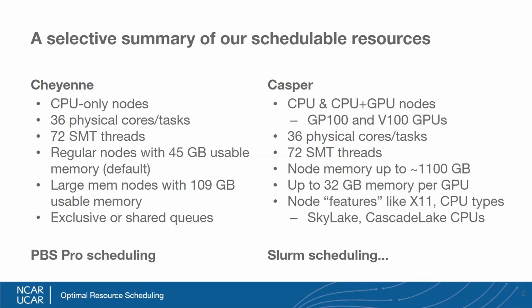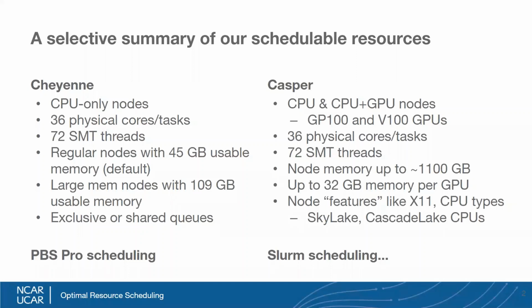In terms of the CPUs, again, 36 physical cores, with 72 simultaneous multi-threads, hyperthreads in Intel's terminology. The node memory on these Casper nodes can go up to about 1,100 gigabytes, significantly more memory than on the Cheyenne nodes, though not all of the nodes have that much memory. So if you ask for a lot of memory, then you're going to restrict the pool of nodes that you can run your jobs on.